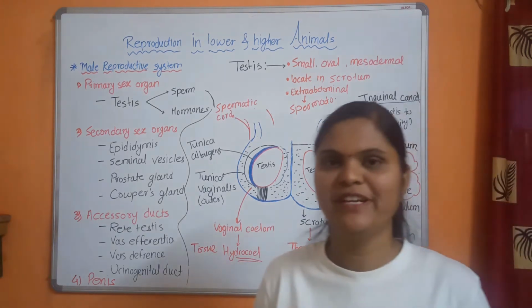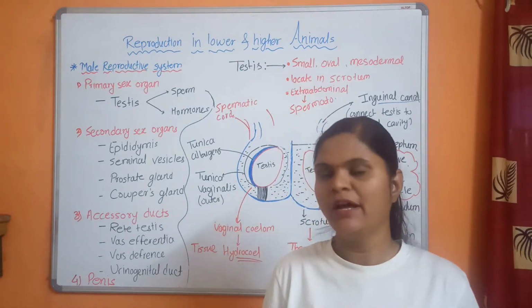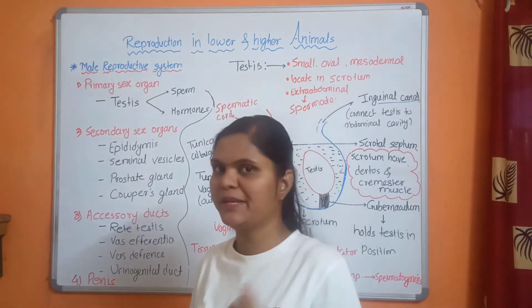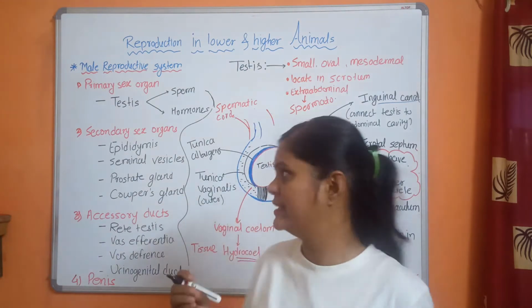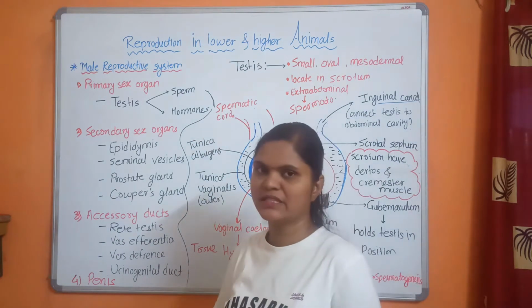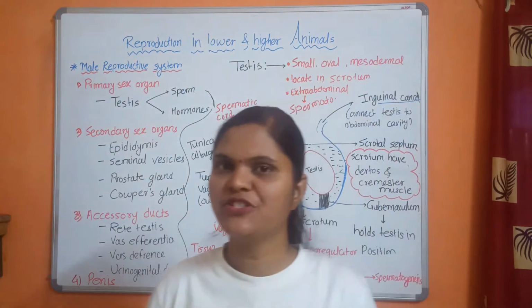In this video, we discuss reproduction in lower and higher animals. In that, we discuss the male reproductive system. The male reproductive system comprises primary sex organs, secondary sex organs, accessory ducts and external genitalia.